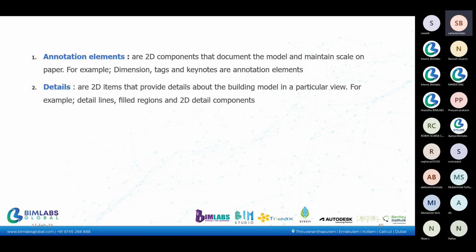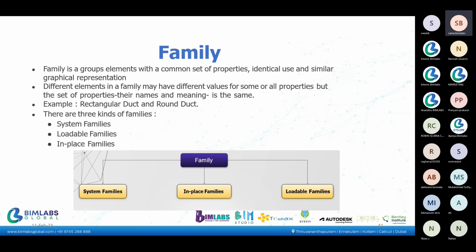And next one is the details. Details are the 2D items that provide detail about the building model in a particular view. For example, the detailed view of our footing can be done with the help of detail lines. Filled region is used for creating hatch areas for a particular region, and the 2D detail components.